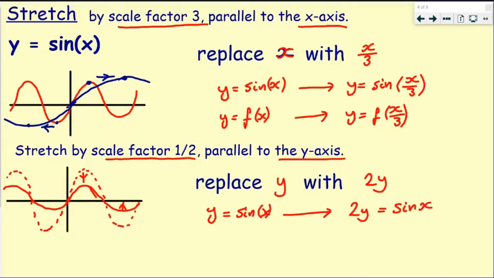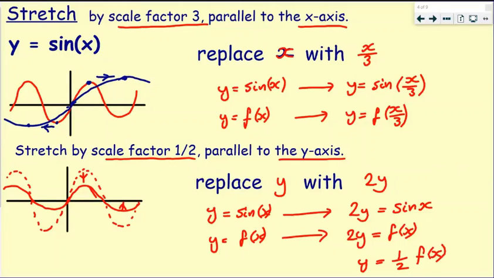Or more generally, y equals f of x becomes 2y equals f of x. And again, you could rearrange this to give you y equals 1/2 f of x, acknowledging that each of these y coordinates, the original y coordinate, has been divided by 2 to make it half the size. That makes sense. Don't forget that side of things. But again, the consistency of replacing y with 2y, everything is opposite and everything is a replacement of x, y in the direction of the coordinates.